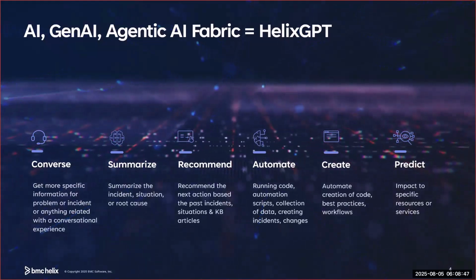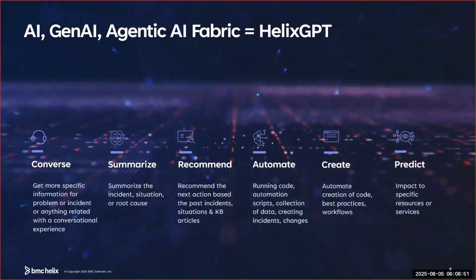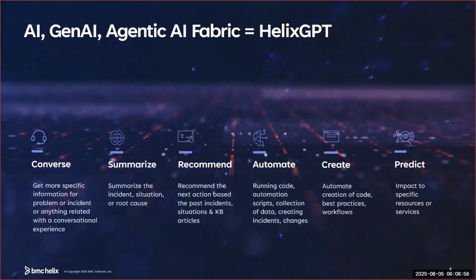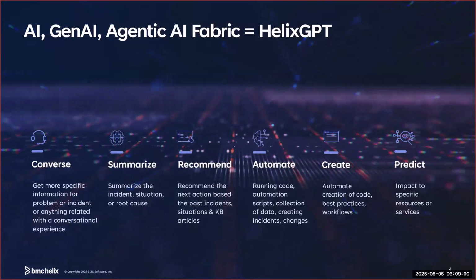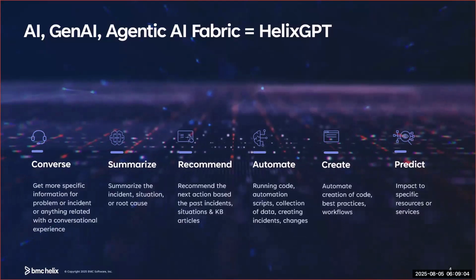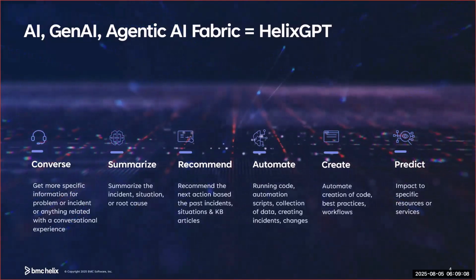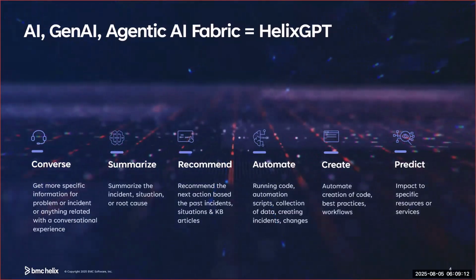Leveraging historical data and projecting into the future, Helix GPT can also predict future issues, such as recurring network failures which always seem to happen on a specific day of the month. By integrating AI-driven automation and predictive intelligence, Helix GPT transforms service ops, reducing manual toil and enhancing operational efficiencies.